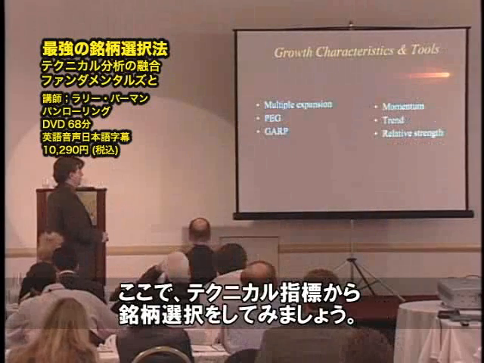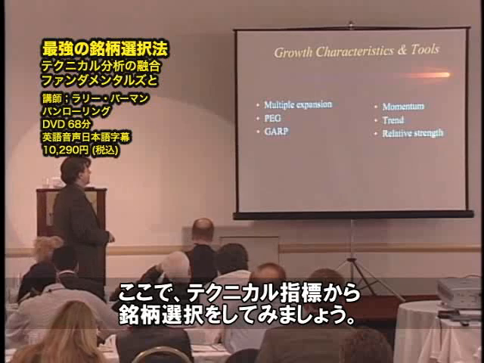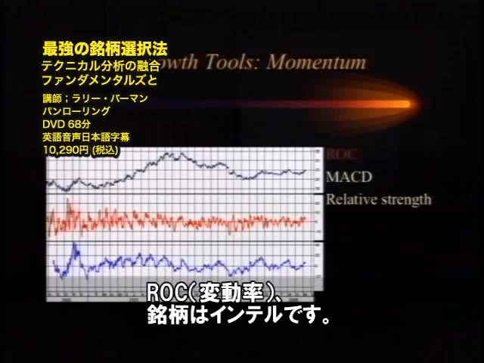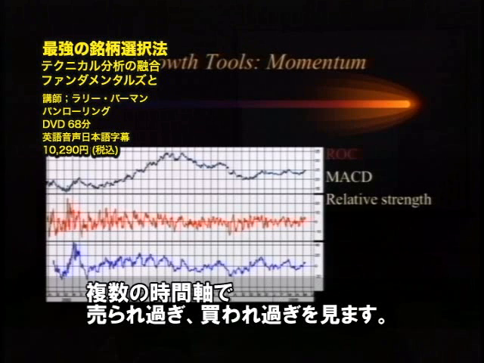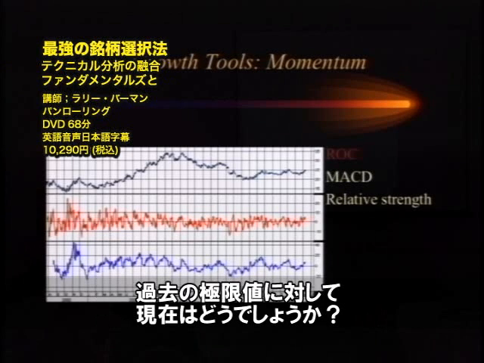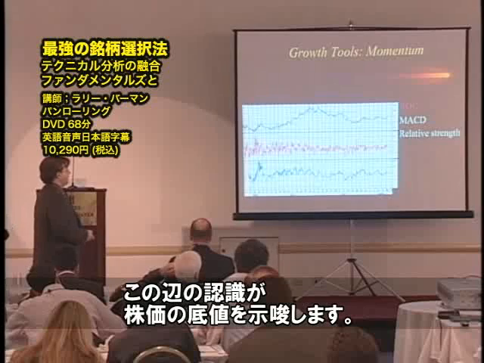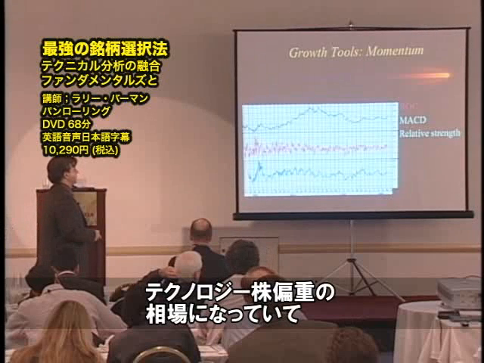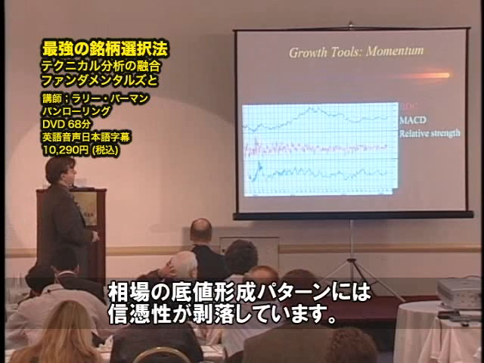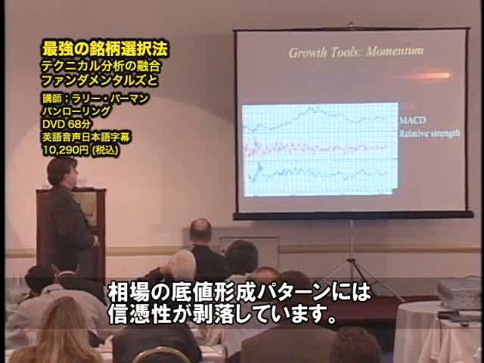So let's look at a couple of indicators to help us with our bottom-up stock selection. Rate of change. Here we're looking at a chart of Intel. So we're looking at rate of change, multiple time frames. Are we oversold, overbought? Where are we now relative to historical extremes on a short, intermediate term basis? So that's one way to help us with market bottoms. Being a bit more growth-oriented in the technology sector, market bottoming patterns are a bit less reliable.